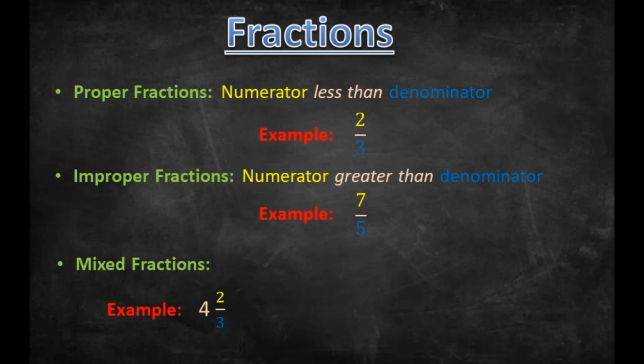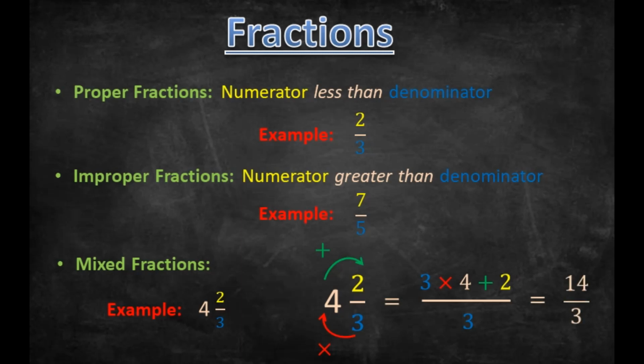Now, any mixed fraction can be written as an improper fraction as follows. Let's take 4 and 2/3 as an example. We multiply 4 by 3 and we add 2 to the answer. And this is put all over 3. So 3 times 4 plus 2, all over 3, equals 14/3.